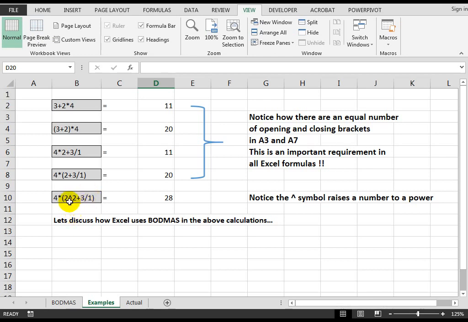Yes. Here we see 2 raised to the power 2, which is 4, 2 squared 4, plus 3 divided by 1, which is 3, so the answer to those is 4 plus 3, which is 7, multiplied by 4, the answer is 28. So it simply looked at the brackets first, raised a number to a power, then it looked for the multiplies, then the divides, and finally the adds and subtractions. So it gave me the answer 28.